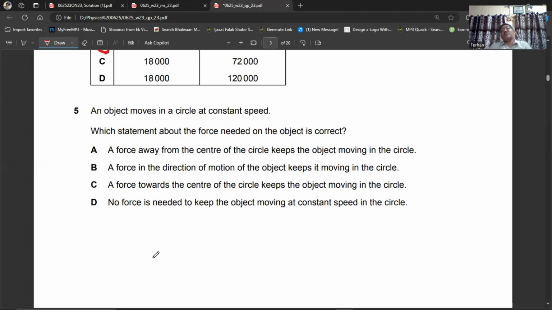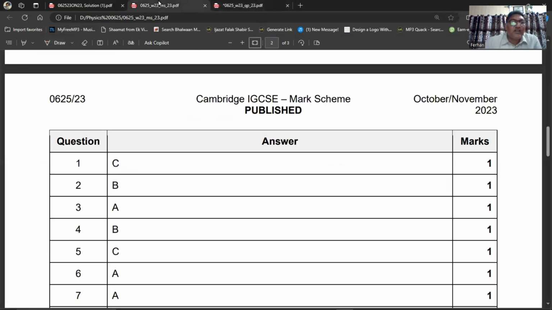A force away from the center of the circle keeps the object moving in a circle. You see, the force which keeps the body in a circle is always directed towards the center of the circle. A force in the direction of the motion of the object keeps it moving in a circle? No. A force towards the center of the circle keeps the object moving in the circle. Yes, this is the right description of the centripetal force. No force is needed to keep the object moving at constant speed in a circle. That is wrong. We need a resultant force when you move in a circle, although your speed is constant. So I think question number 5, C is the right answer, sir.